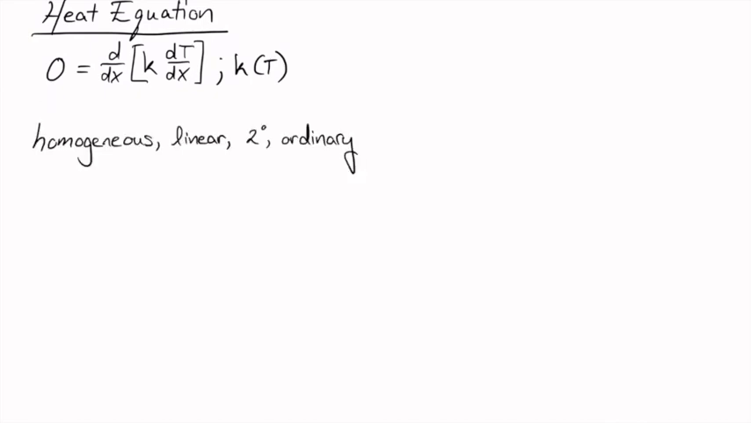This governing differential equation is homogeneous because one side is equal to 0. It's linear because temperature derivatives don't have any non-integer powers. It's second order because there's two temperature derivatives. And it's ordinary because there's no partial derivatives. So, to solve this equation, we're going to need two boundary conditions, one for each of the two orders.